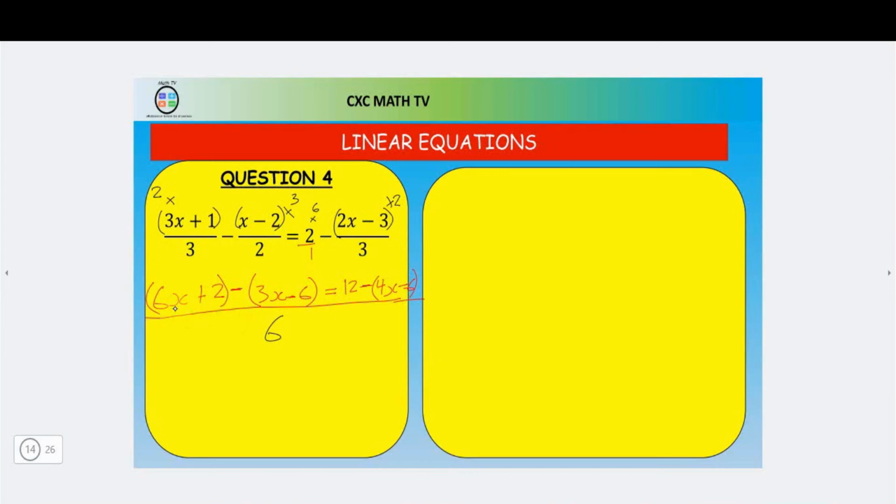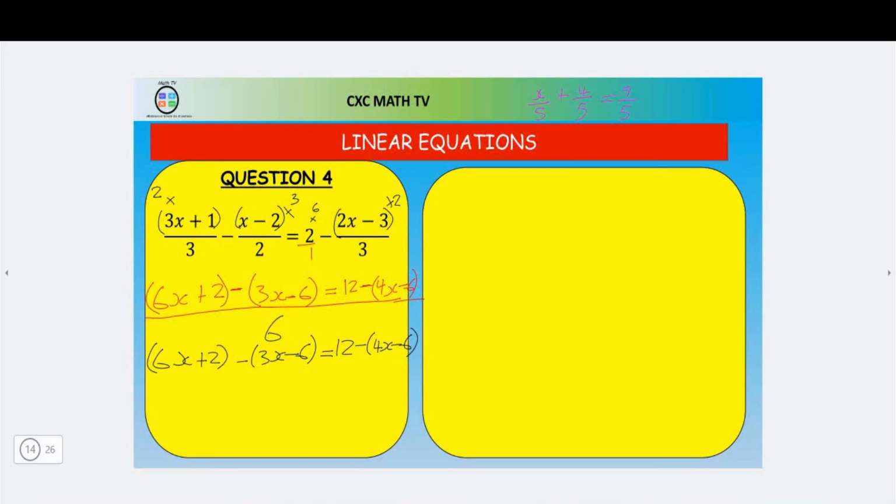Remember, this is really saying we have 6x plus 2 over 6, minus 3x minus 6 over 6, and so forth. But since anytime the denominators are the same, you can just drop the denominator. So now we drop the denominator and it becomes 6x plus 2 minus in bracket 3x minus 6 equal to 12 minus 4x minus 6. You can drop the denominator, okay? Just drop it. Think about it this way. If I told you x over 5 plus 4 over 5 equal 9 over 5, right?